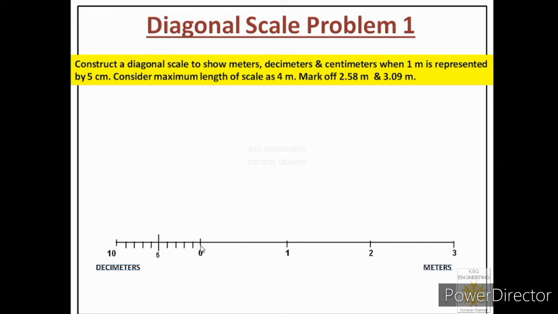The question is how many parts I should make for this smallest division in order to convert this into a diagonal scale. The answer will depend upon what the next unit I have to show is. The next unit which I have to show is centimeters.